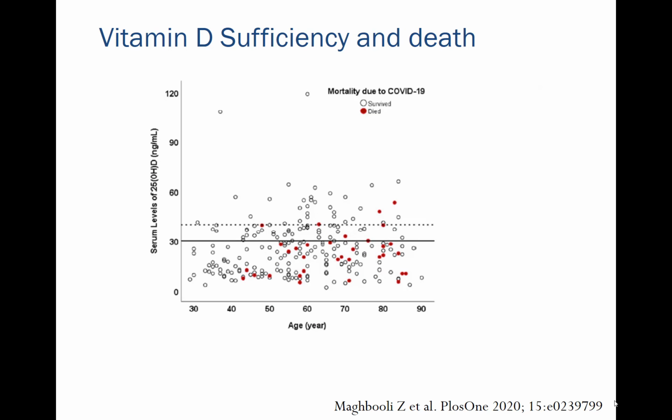This is a recent study which looked at the risk of death in patients with COVID-19 across a number of age groups, and you can see again the threshold of 30 markedly divided patients with COVID-19 who died. So as you can see, there are some patients who had higher vitamin D levels who did die, but generally a level greater than 30 appears to be protective against getting COVID-19 and dying from COVID-19.